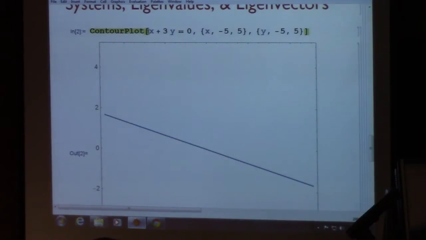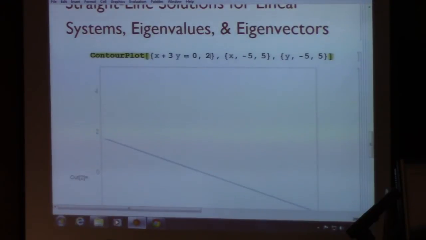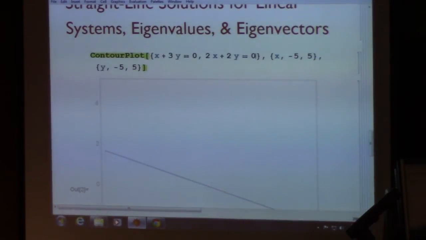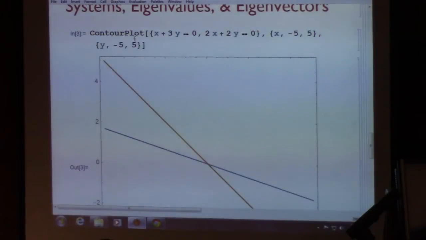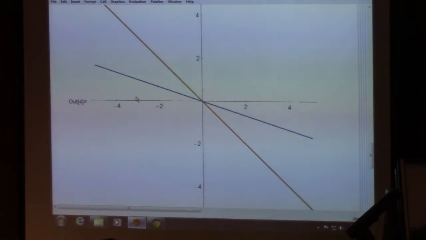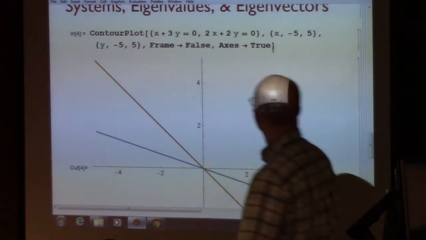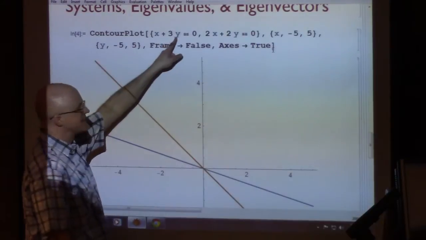See, I always forget, can you do two things in here at once? I think you can. Can I get the y nullcline in there too? Let me try that. It's 2x plus 2y equals 0. Yep, can get them at the same time. Get rid of the frame, add some axes. The axes would be labeled with x and y. I forgot which one was the x nullcline. We can figure it out. The x nullcline is that equation.